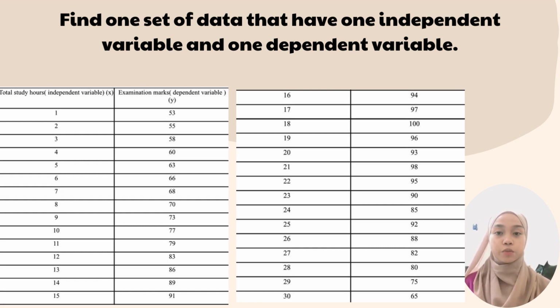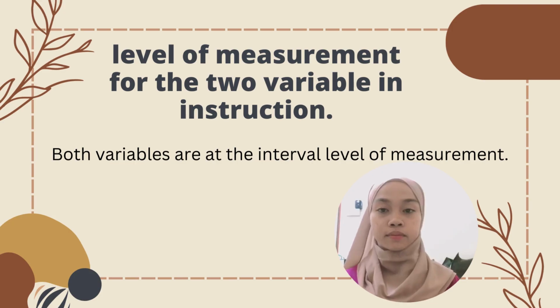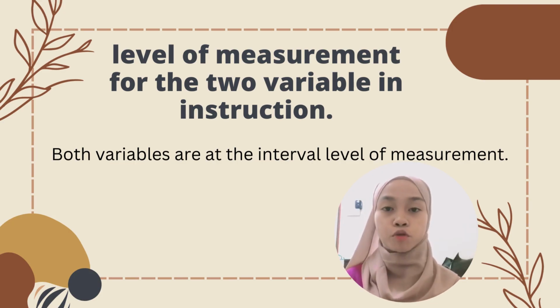Based on the data, we have two variables. The independent variable X is total study hours, and the dependent variable Y is examination mark. For the sampling, based on the data, N is 13 students enrolled, and it is secondary data. Type of data: study hour is the independent variable, quantitative data, and for exam score, the dependent variable, quantitative data. For the level of measurement, both study hours and exam score are at the interval level of measurement.